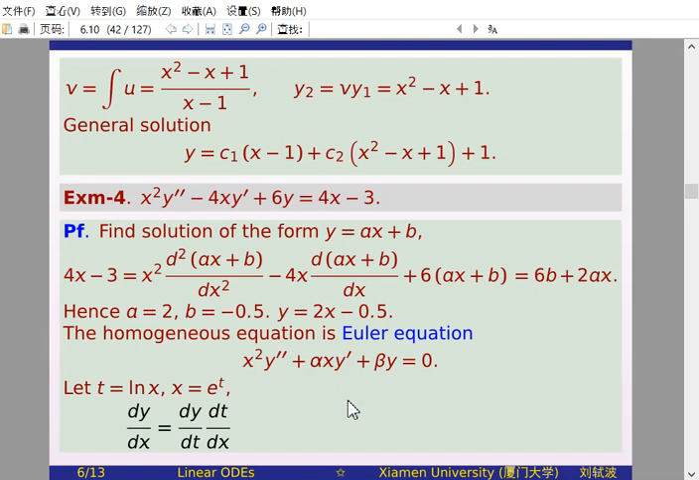So dy/dx, by the chain rule, is dy/dt over dt/dx. And dt/dx is 1 over x. So dy/dx is 1 over x multiplied by dy/dt. So this is the relation of the first order derivative of y with respect to x and with respect to t. Okay, we still need to compute the second order derivative.